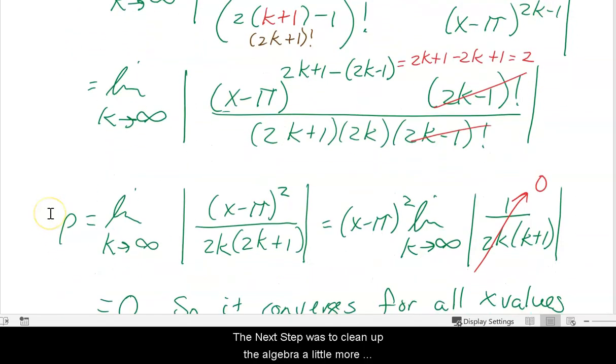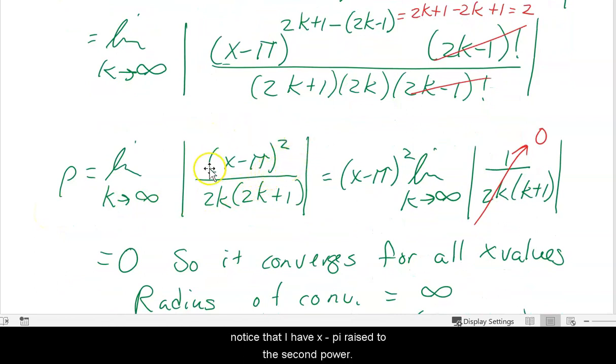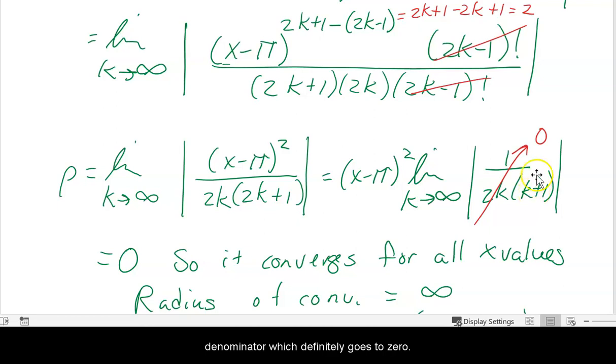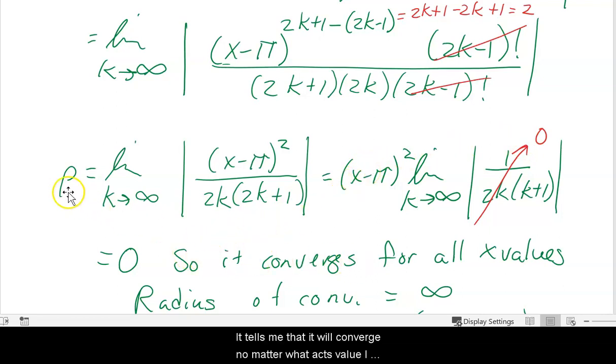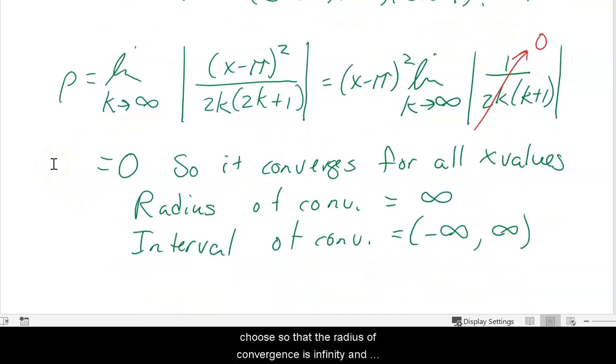The next step was to clean up the algebra a little more. Notice that I have x minus pi raised to the second power, none of which depends on k. That means I can pull it out of the limit, and I don't need to keep the absolute values because it is squared. That leaves 1 over 2k times the quantity k plus 1 in the denominator, which definitely goes to 0. Since 0 times any constant is 0, this tells me that it will converge no matter what x value I choose, so the radius of convergence is infinity and the interval of convergence is negative infinity to infinity.